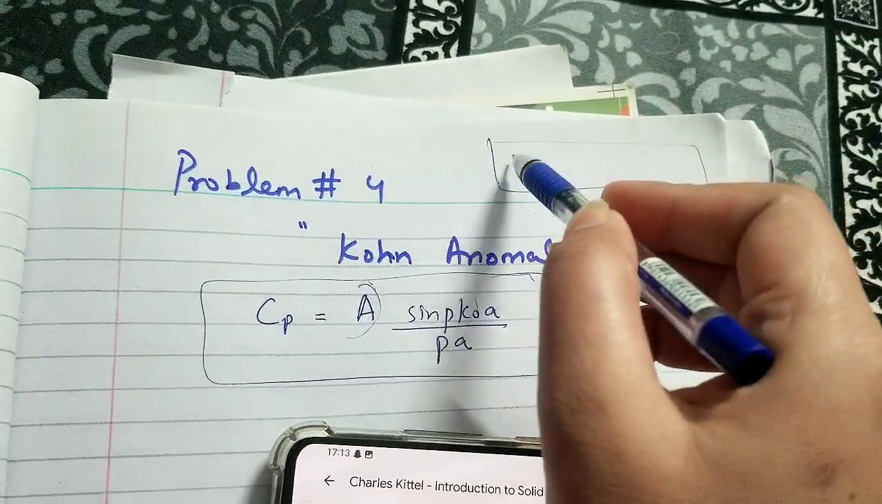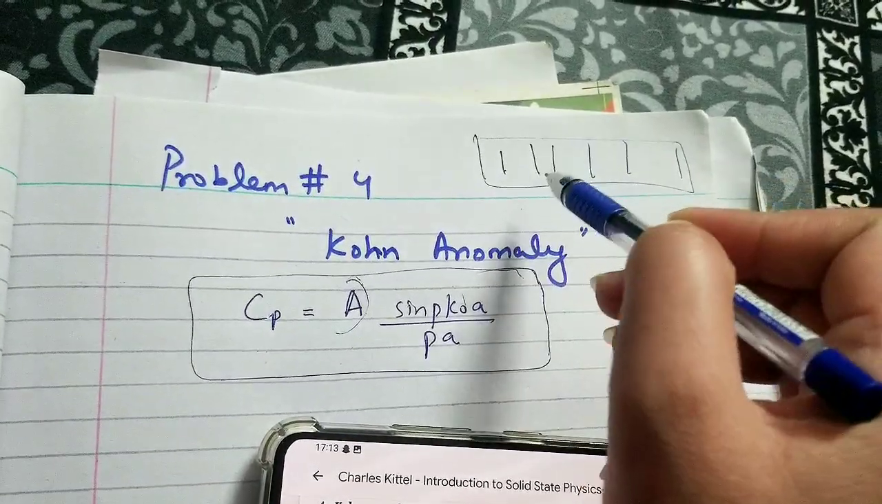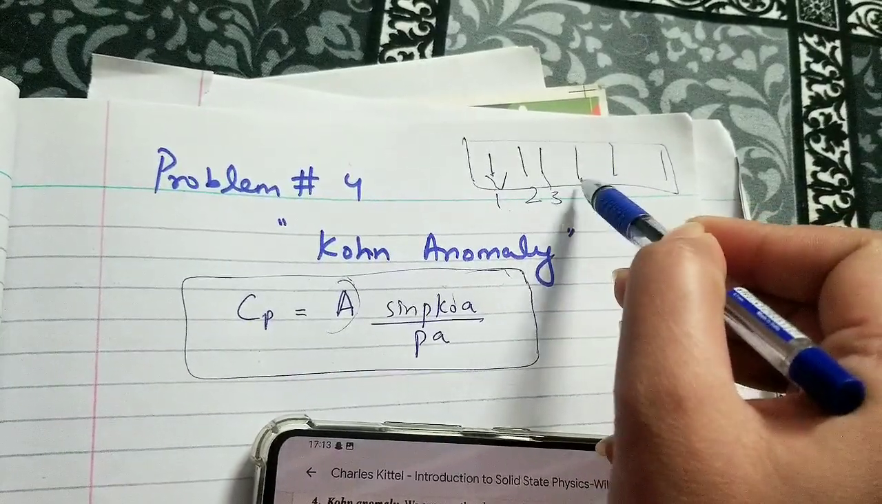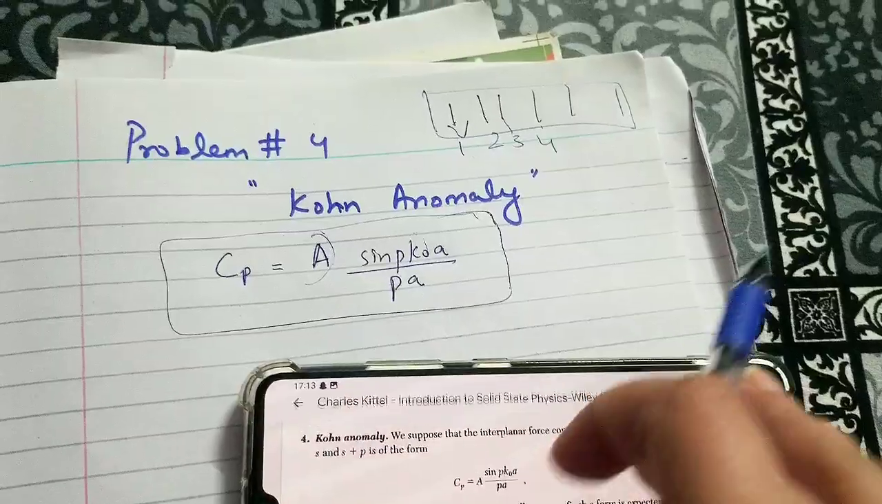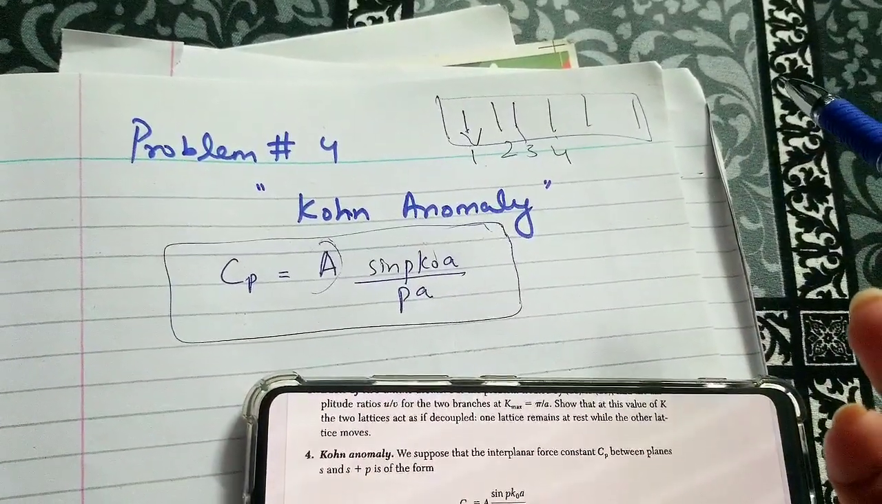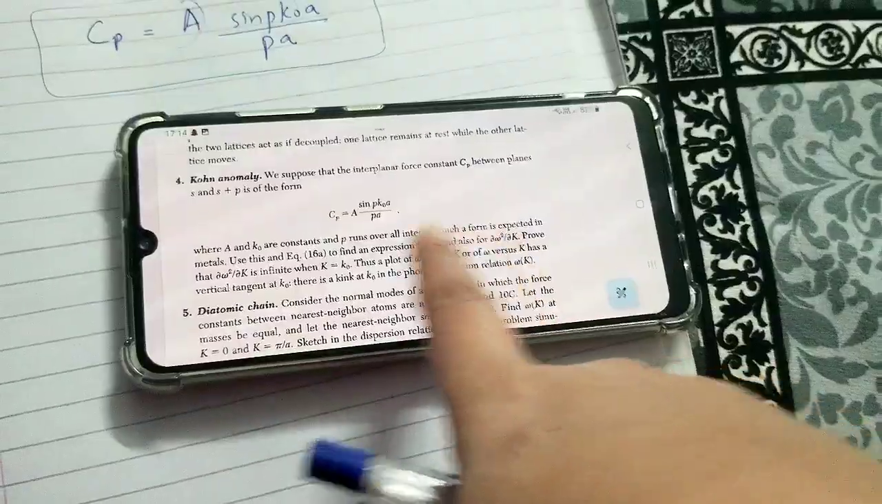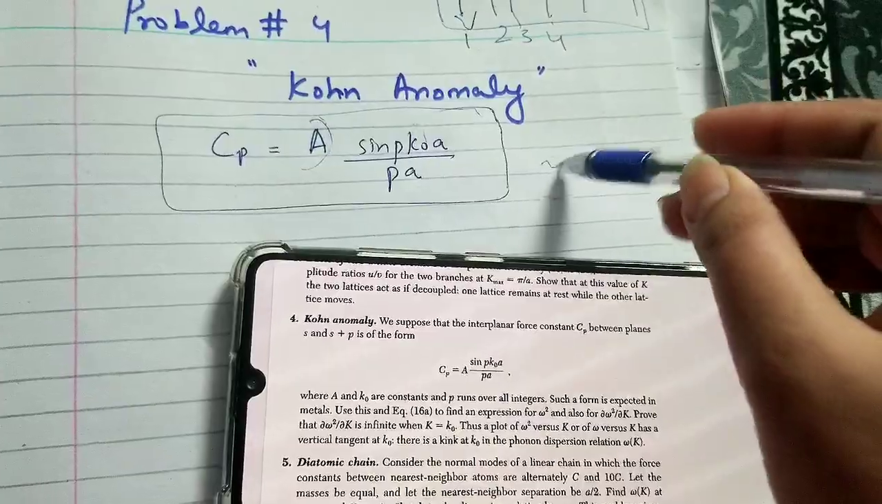For example, there could be one plane. These are some of the planes, and if you're counting, you allocate one number to this, 2 to this, 3 to this, 4 to this. It is just like counting something: how many planes are there, for example 2 planes, 3 planes, 4 planes. Such a form is expected in metals. We expect that form of force constant in metals.